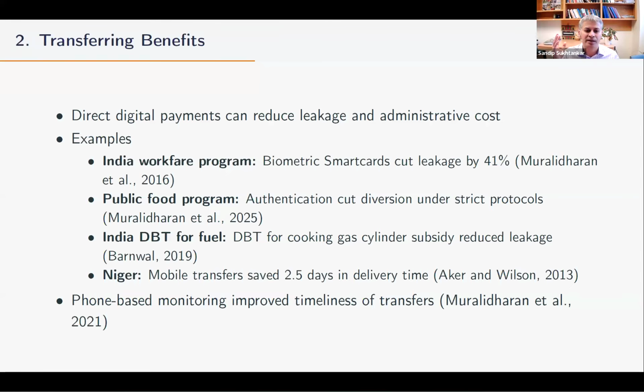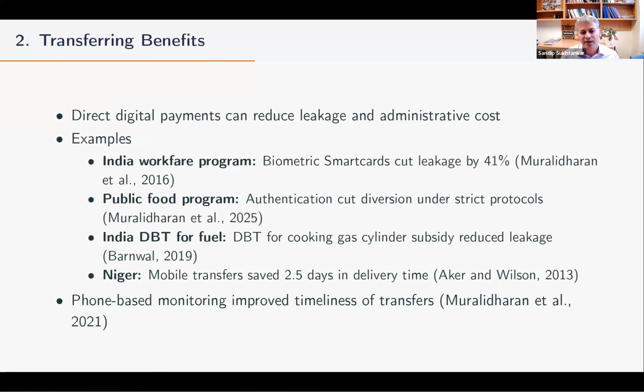By leakage, basically, I mean how much of the money that the government sends is meant for beneficiaries, or how much of the transfer is coming out of the system, going to intermediaries, other people, rather than the intended beneficiary, right? And so there's some really good evidence that using direct benefit transfers worked a lot better than the alternative.